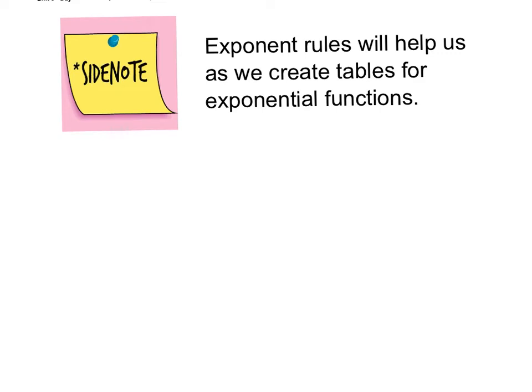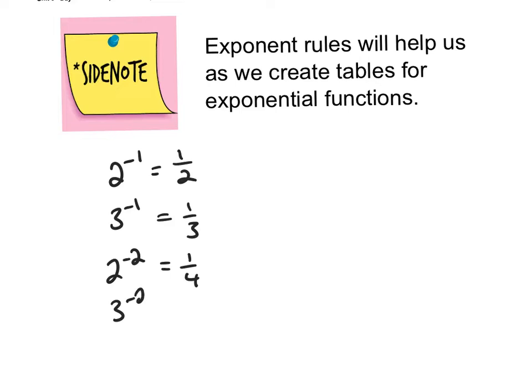Okay. Exponent rules that will help us. The big exponent rule that you need to remember is your negative exponents. What happens when you have a negative exponent? Negative exponents make a fraction. So 2 to the negative 1 is equal to 1/2. 3 to the negative 1 is equal to 1/3. 2 to the negative 2: 2 squared is 4, so 2 to the negative 2 would be 1/4. 3 to the negative 2 would be 1/9. The negative exponent makes a fraction in this case. I shouldn't write that because it's not always true.